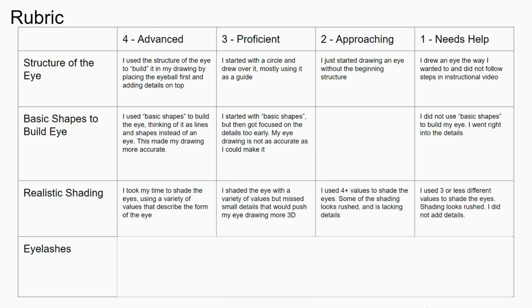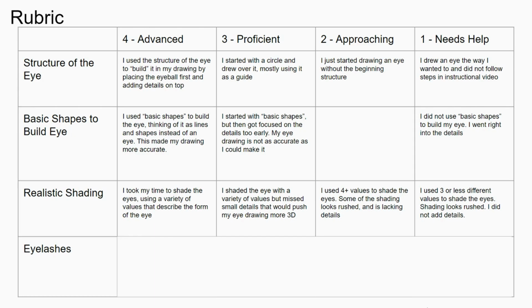Realistic shading is the next thing we're working on. We've already worked on values. We've worked on shading objects. So we've had lots of practice with shading. So we're going to be graded on our realistic shading of the eye. If we are advanced, I took my time to shade the eyes using a variety of values that describe the form of the eye. If I'm approaching the standard, I'm kind of getting it, but I need a little bit of help. I used 4 more values to shade the eyes.